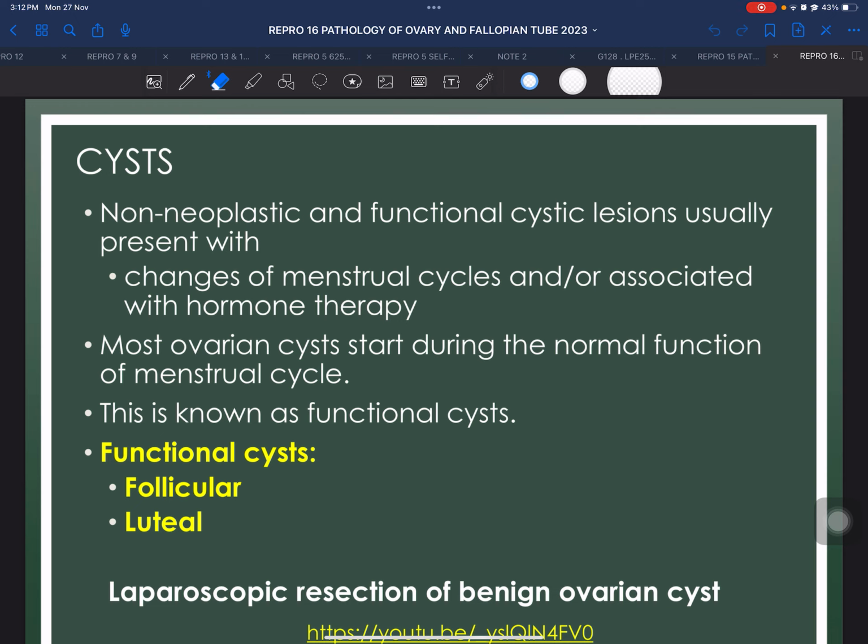Okay. So let's see if I can manage to open this for you, just to have a look at a video showing resection of a benign. I'm not too sure how to open this.